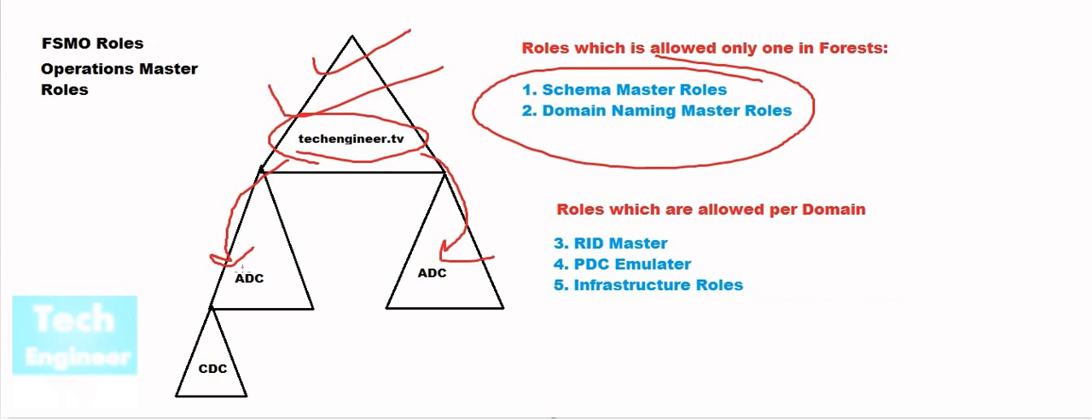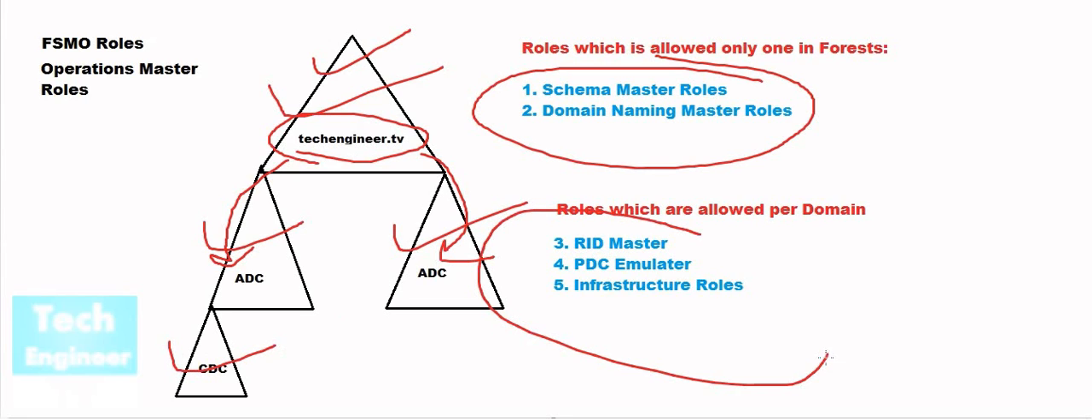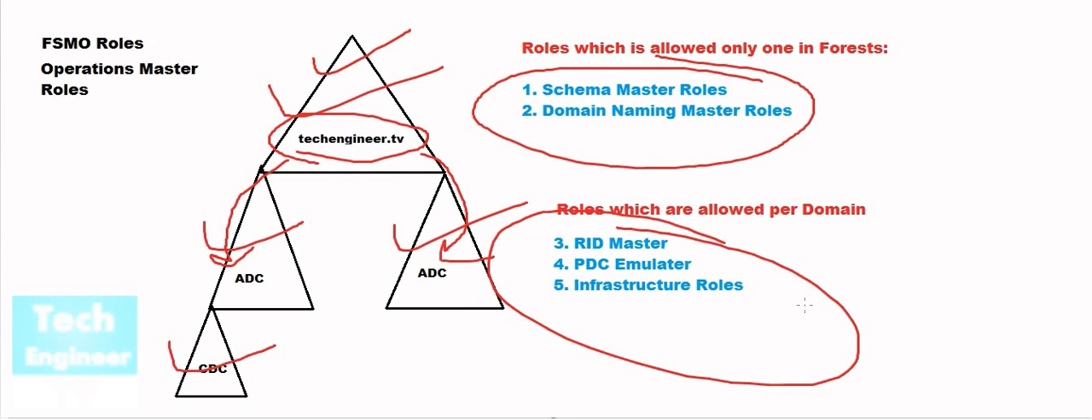So these three are allowed per domain, and no matter whether it is the primary, the additional, or the child, each can also carry these roles, and you just need to update those. For example, if the additional domain controller gets corrupted, then you can transfer these roles. If the child domain controller is corrupted, then you can transfer these roles. So this is where the unique thing is. So these are five roles.